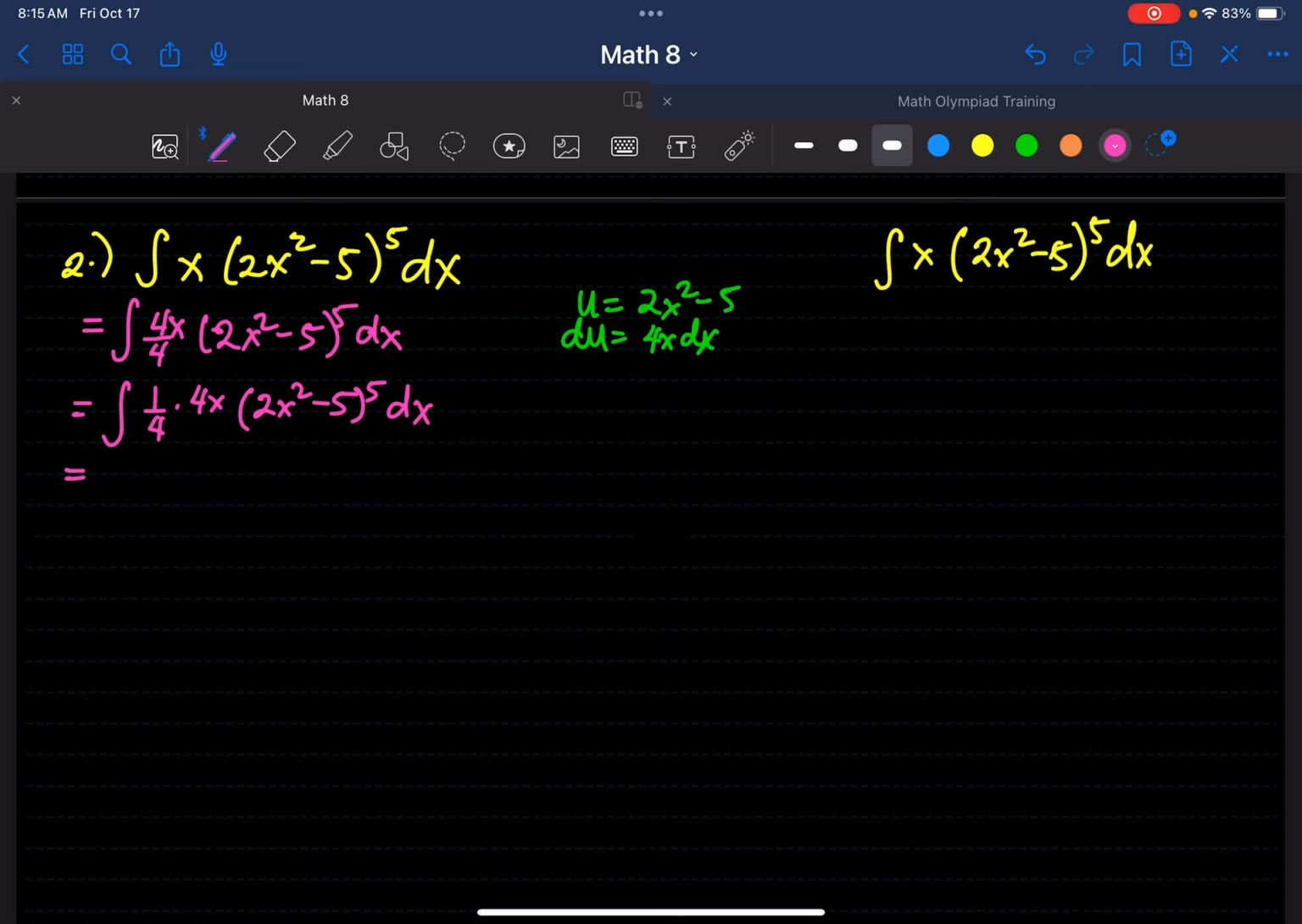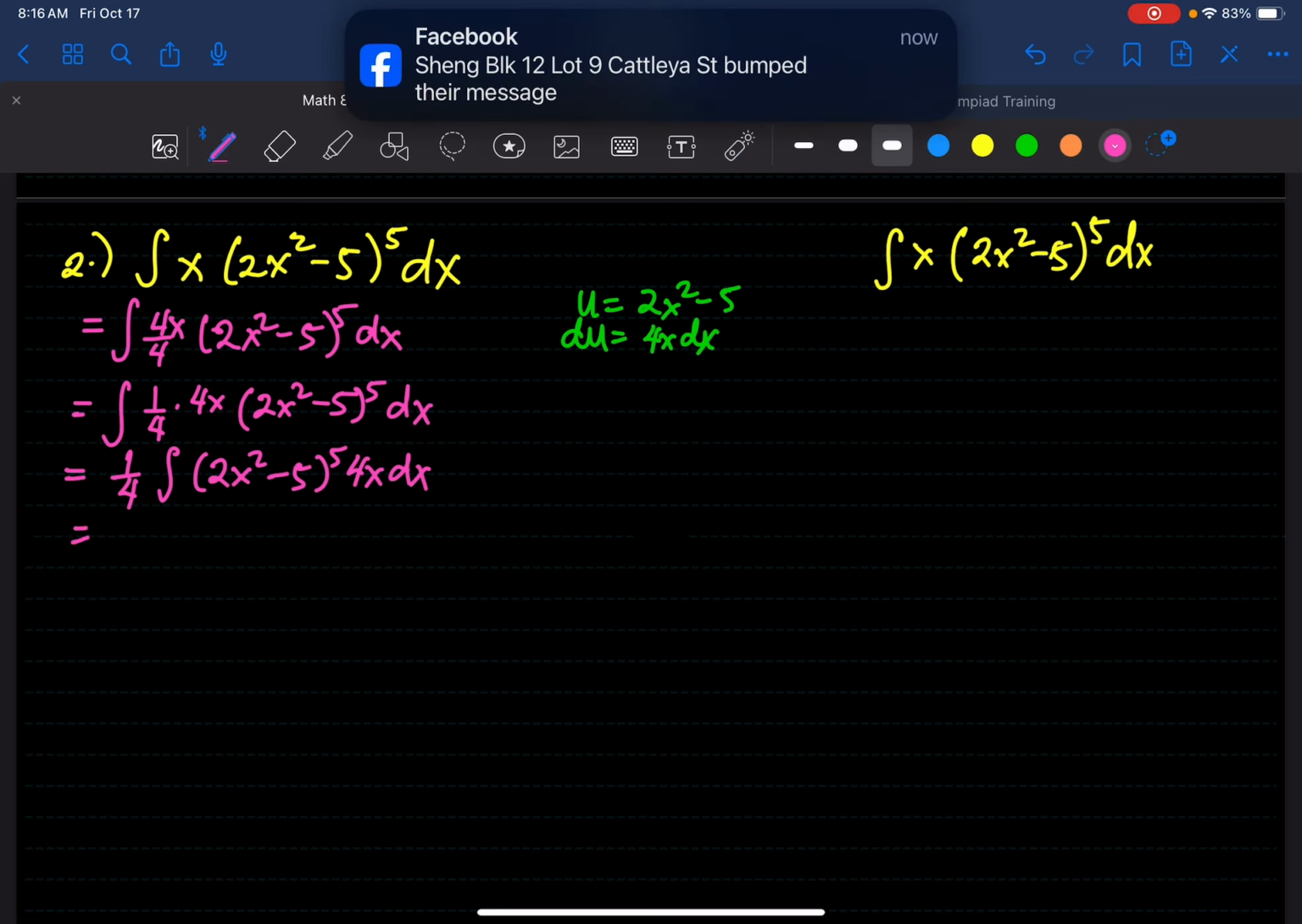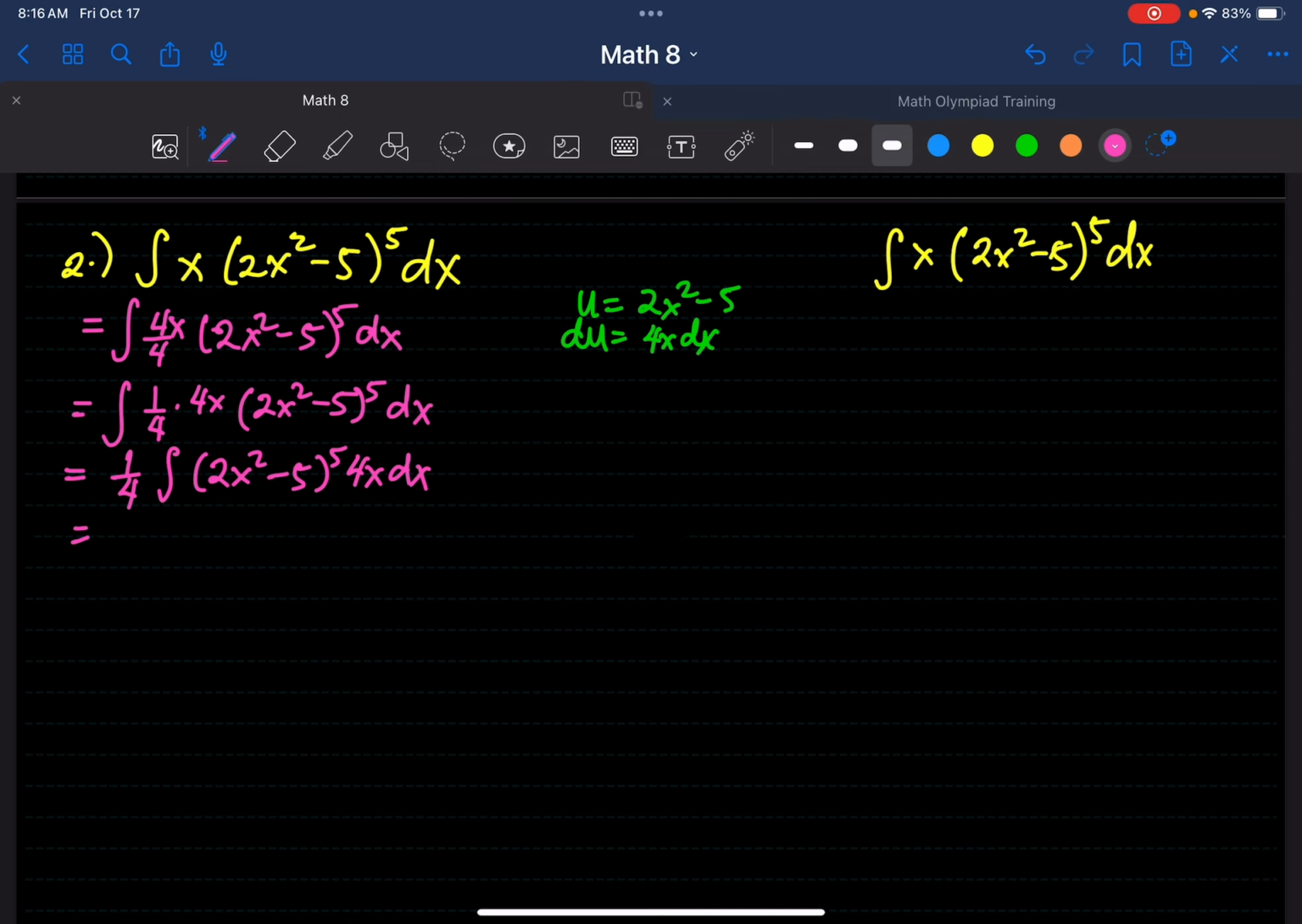Next, write 1/4 before the integral symbol. Because that is a coefficient, we have 1/4 integral of (2x squared minus 5) raised to 5 times 4x dx. So we write 4x here because 4x times dx is 4x dx. And then substitute now, change the function in terms of u.